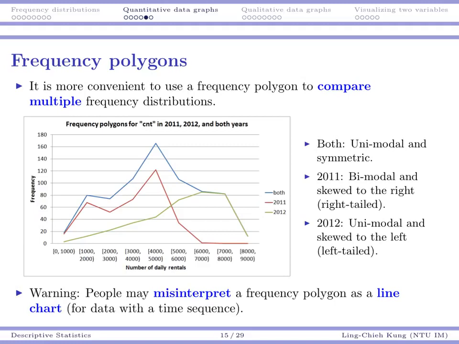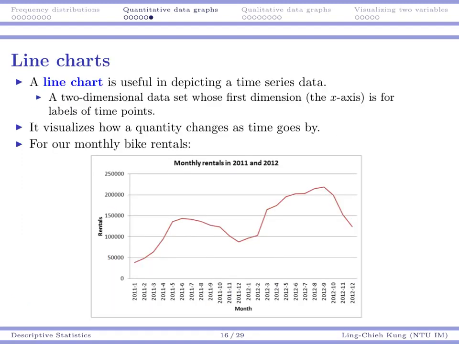Okay, so let's talk about line charts. A line chart is useful in depicting time series data, which means your x-axis is for time. It visualizes how a quantity changes as time goes by. For example, for our monthly bike rentals that we focused on in our data set last time, we can depict all the monthly rentals as points and then simply connect them. We will get a time series sequence like this, or we can get a line chart like this.